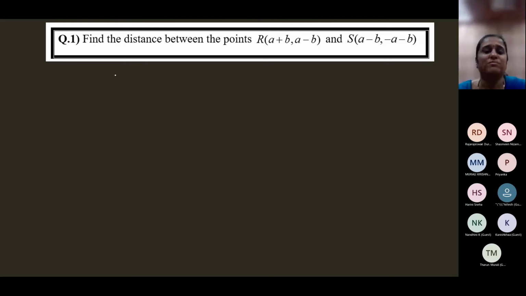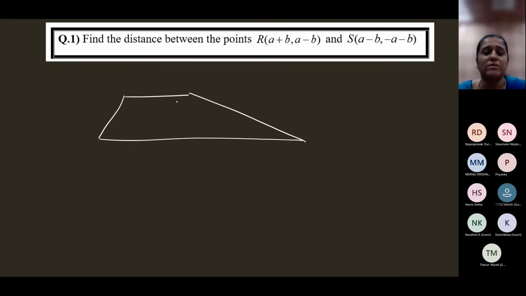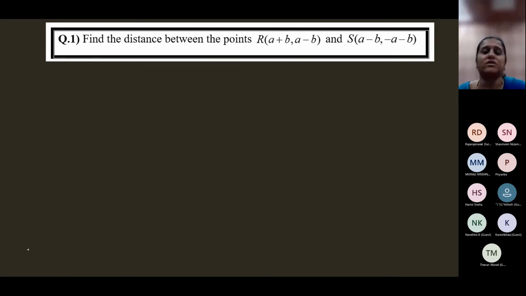One pair of opposite sides parallel is a trapezium. A trapezium is a quadrilateral in which exactly one pair of opposite sides is parallel. This one is not parallel because if you produce it like this, they'll meet somewhere. So a trapezium is a quadrilateral in which one pair of opposite sides is parallel. This also we will not use in coordinate geometry.